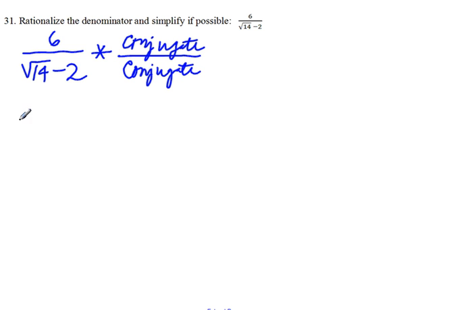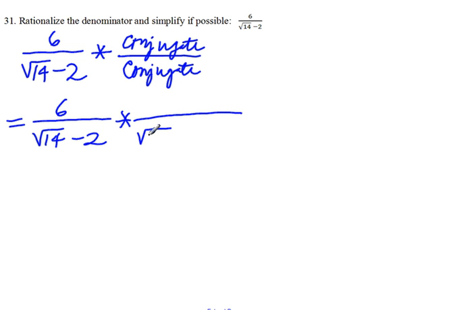What is the conjugate of the denominator? Well, the denominator is the square root of 14 minus 2. Its conjugate has the same two terms, square root of 14 and 2. But the given is a minus. Its conjugate is an addition. So we're taking the square root of 14 plus 2 divided by the square root of 14 plus 2 and multiply that with the original fraction.